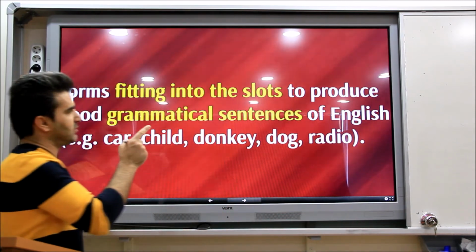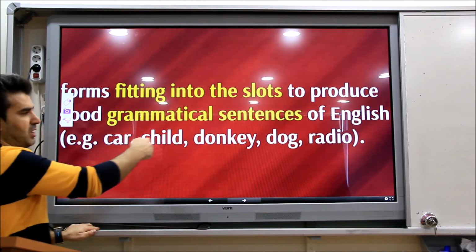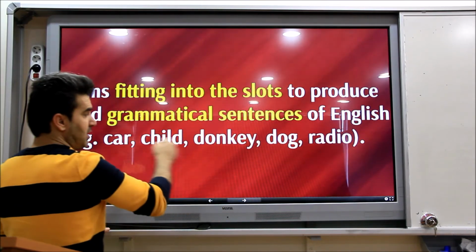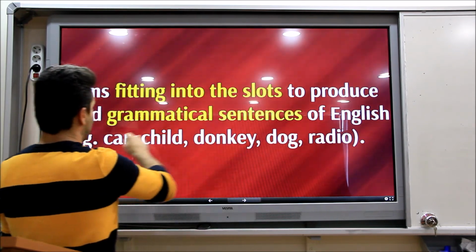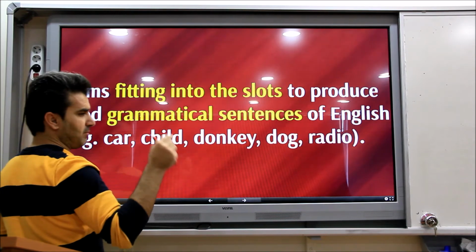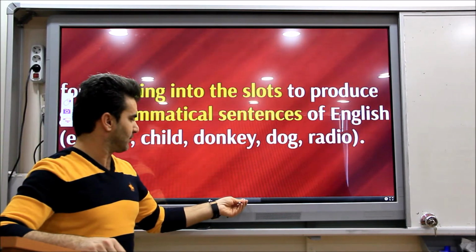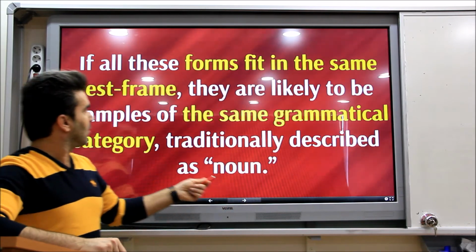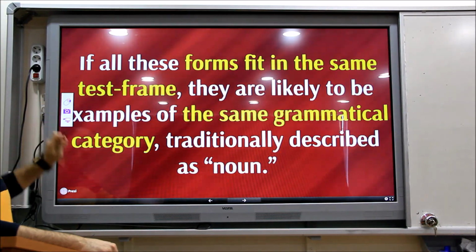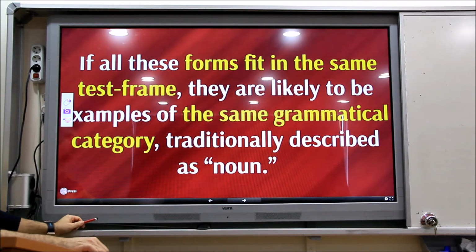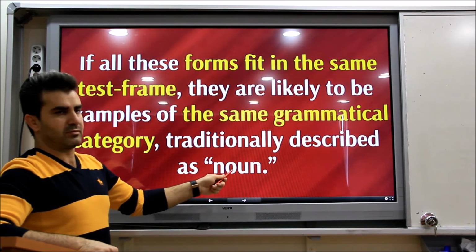So forms fit into the slots to produce good grammatical sentences of English, like car, child, donkey, dog, radio. Remember, you can use these words. You can use these forms. You can put them in those empty slots. It's okay. If all these forms fit in the same test frame, they are likely to be examples of the same grammatical category, traditionally described as noun.